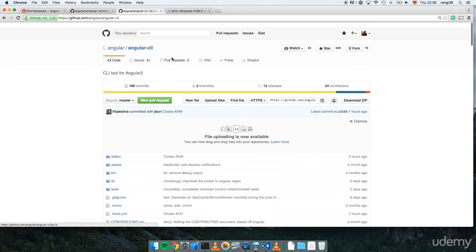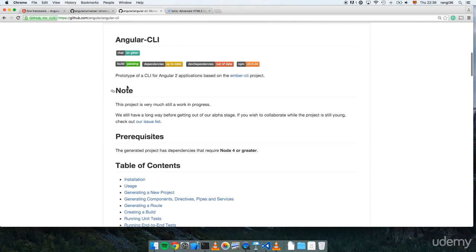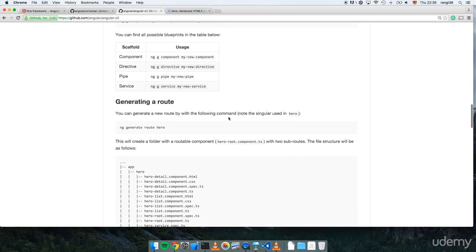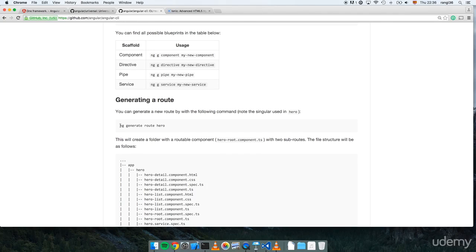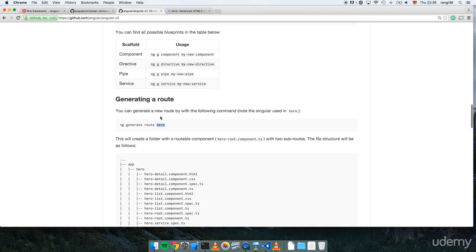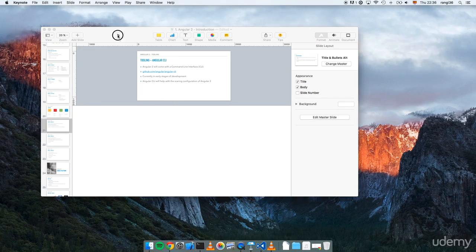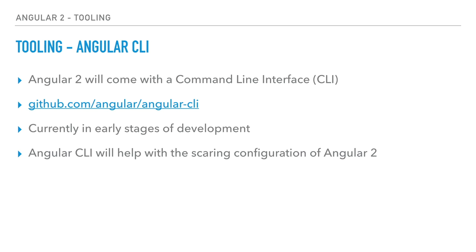This is the Angular command line interface. Clearly they're saying there is a lot of work to do yet. Ideally you will be able to create components, directives, pipes, and services directly from the terminal, with something like this: generate a route hero. They are still working on this, so don't try it in a production environment at all.